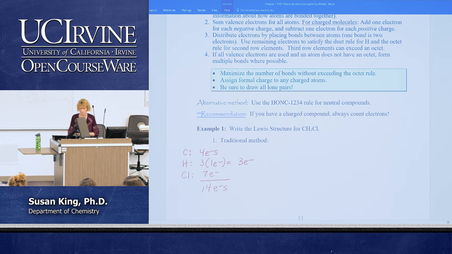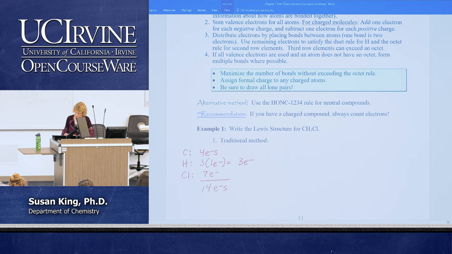So by the way, that number, when you add up all the electrons, should be even. If it's not even, that means that you have an unpaired electron. That is called a radical. I will not be giving you anything that has a radical. So if that number is not even, you've made a mistake. Go back and see where you made the mistake, okay?